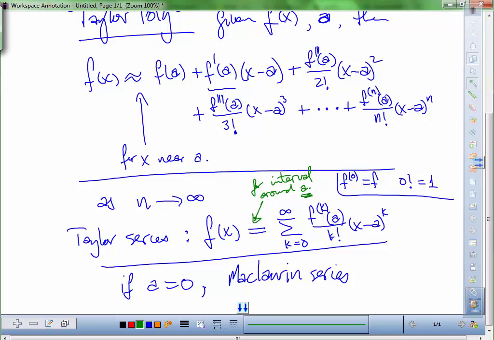So this equality is going to hold for some sort of interval where a is in the center of it, and then it goes outward. Okay.